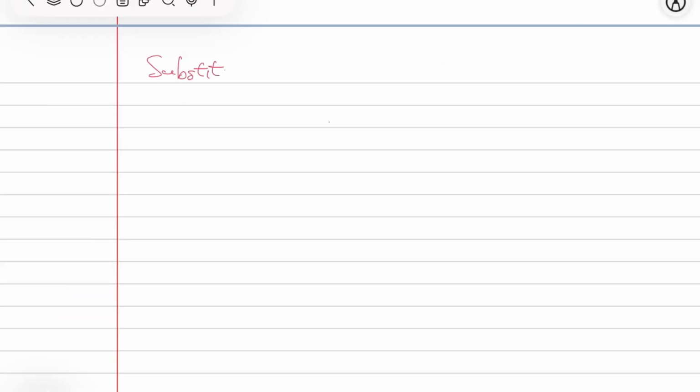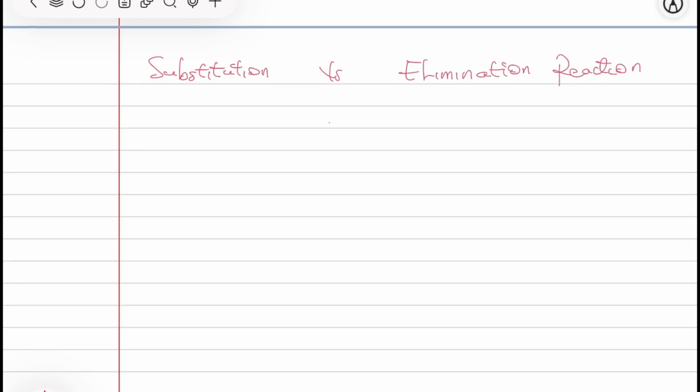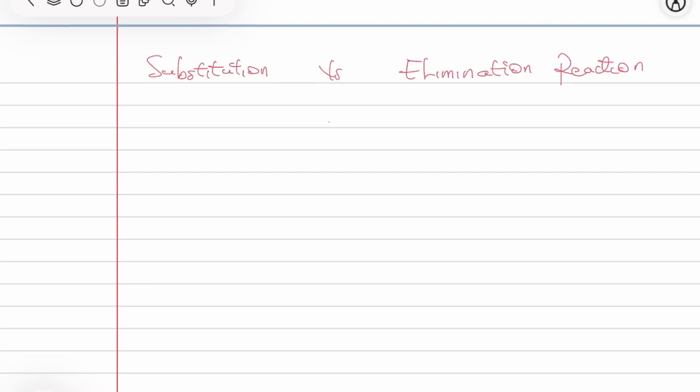Hello everyone, today we'll be discussing substitution versus elimination reactions. Substitution and elimination reactions are two reactions that are always in competition with each other. This is because the reagent that carries out this conversion can either function as a nucleophile in a substitution reaction, and can also function as a base in an elimination reaction.